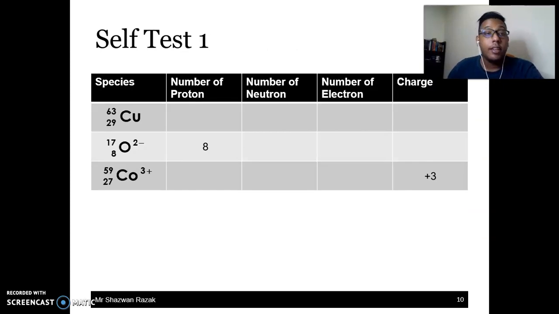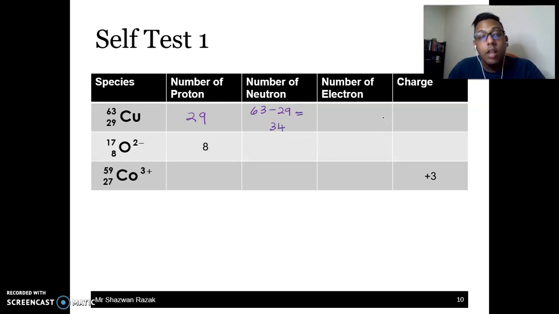Okay, let's have a look at this example. Okay, kalau dalam contoh ni, contoh yang pertama, kita diberi adalah copper 63 29. So we were asked to determine the number of proton. Terus ambil dari sini, 29. How about the number of neutron? Is equal to 63 minus 29. Okay, so dia adalah 34.